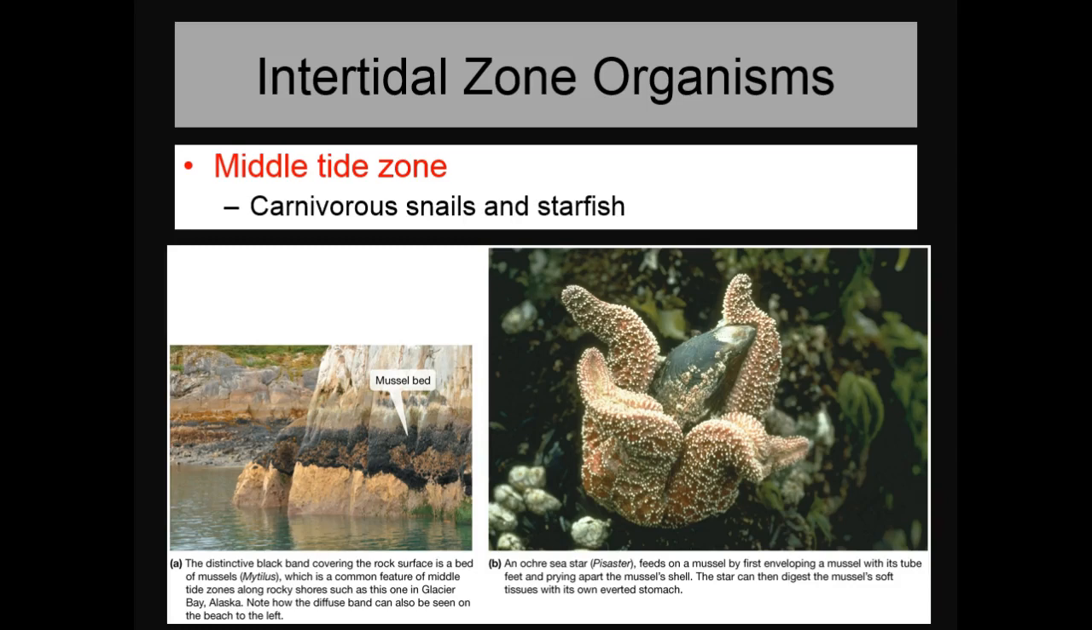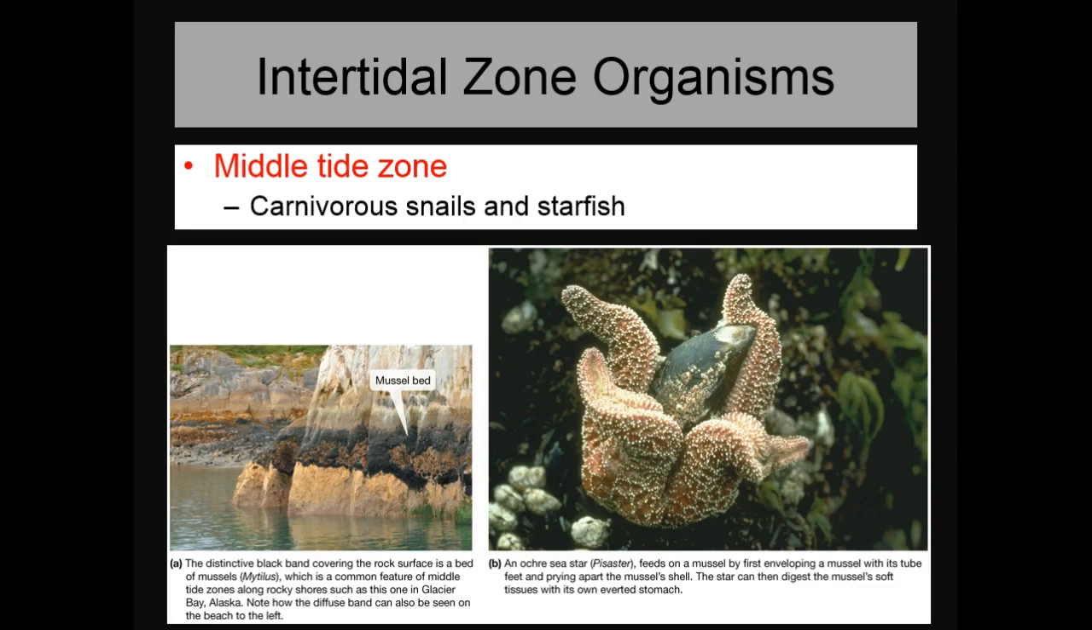In the middle tide zone, we also have starfish, we have snails, we have mussels. So a lot of things you would associate with the coast. If you ever go to a zoo or an aquarium, they might have a touch tank with anemones and starfish and different clams and things. That's generally the middle tide zone. These organisms are accustomed to being dry or wet.